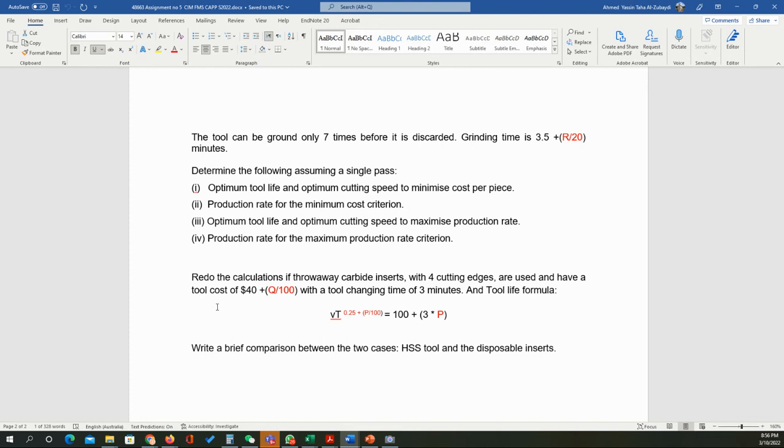Later, you need to write down a brief comparison between the two cases, the high-speed steel tool and the disposable insert. We're going to do the solution in the next video.